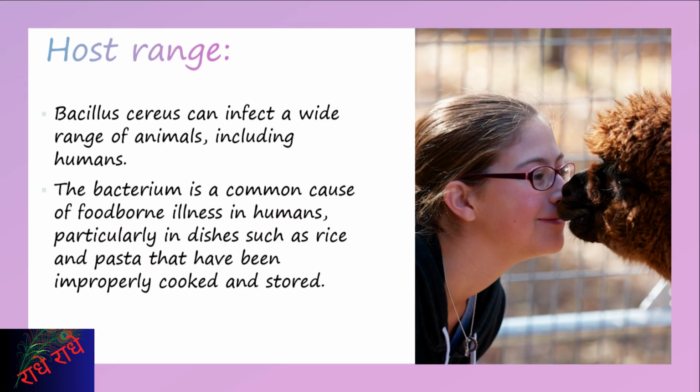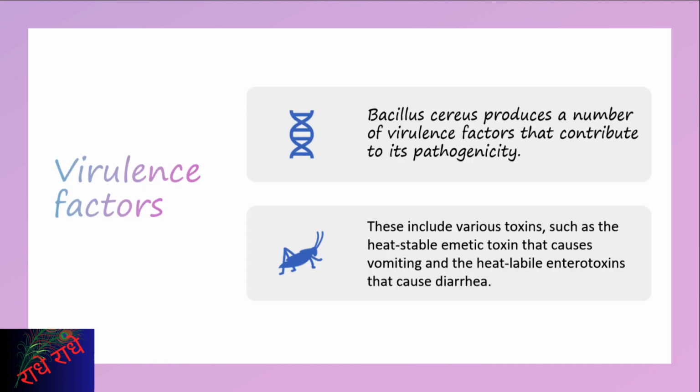Bacillus cereus is a type of bacterium that has been linked to a wide range of illnesses in humans, most frequently those associated with foodborne illness. It is commonly found in inadequately cooked and stored dishes such as rice and pasta, making it a major cause of food-related illness in people. Bacillus cereus is a spore-forming bacterium associated with human diseases and infections. Its pathogenicity is attributed to a variety of virulence factors, such as heat-stable and heat-labile toxins, which can cause gastrointestinal symptoms like vomiting and diarrhea.